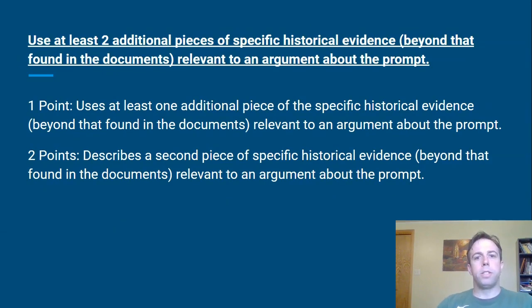So use at least 2 additional pieces of specific historical evidence beyond that found in the documents and relate it to an argument about the prompt. So before, it was just 1 piece of evidence, and you need to talk a lot about that piece of evidence. It can't just be a short little blip. And it can't be related to a document either, because that could be context for a document. It's got to be its own separate thing, its own act of Congress that you discuss, its own major event or individual that has had a huge impact on whatever the topic is that wasn't found in any of the documents. Now you can do this 2 times for 2 points.